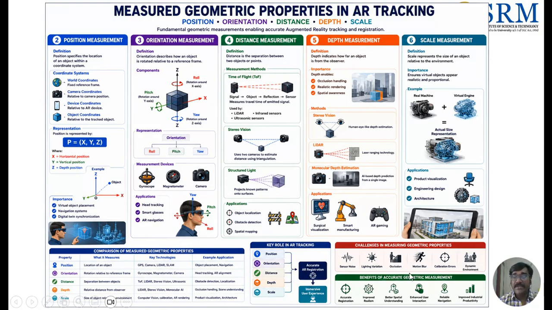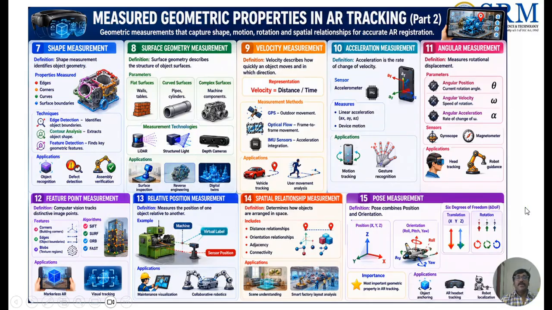And the benefits of accurate geometric measurement are increased accuracy in registration, improved realism, better spatial understanding, enhanced user interaction, and reliability. And other geometric properties to measure are shape measurement, surface geometry measurement, velocity measurement, acceleration measurement, angular measurement, feature point measurement, relative position measurement, and spatial relationship measurement. The last one is force measurement.